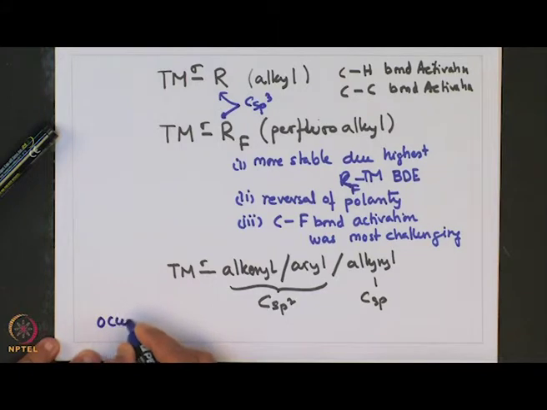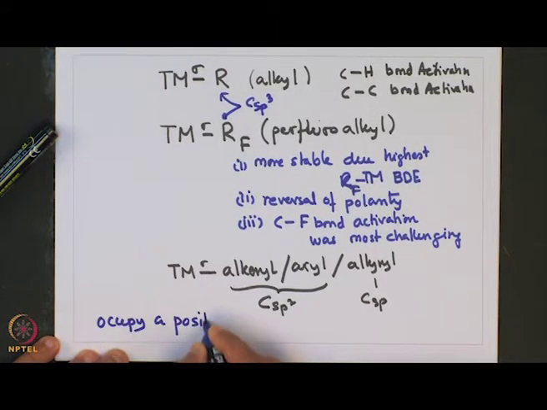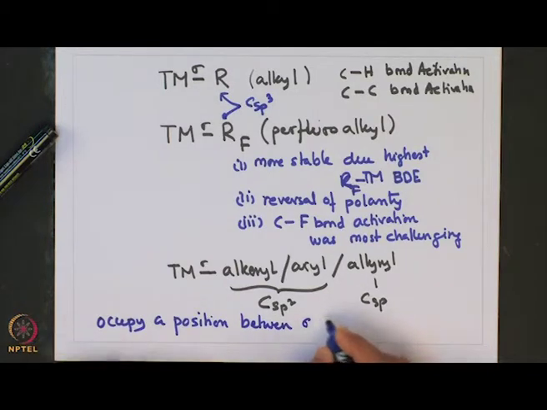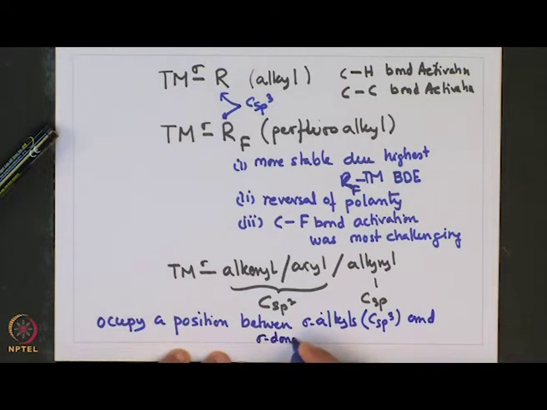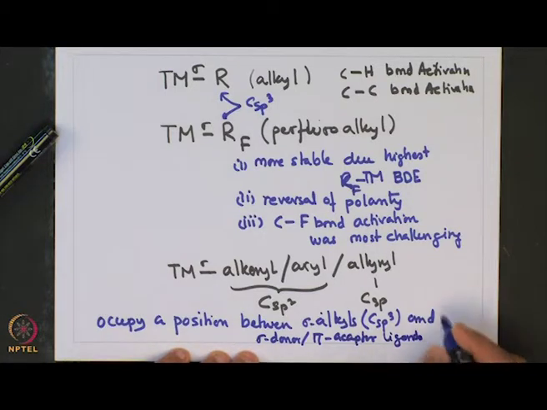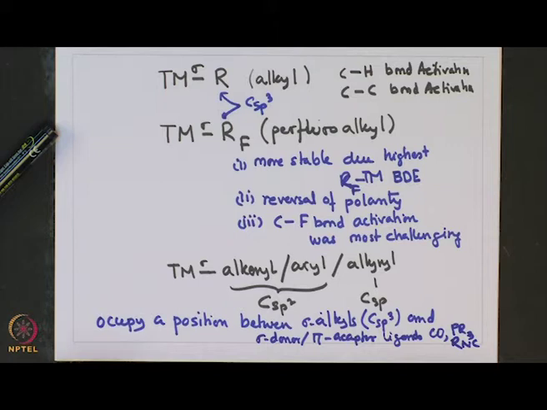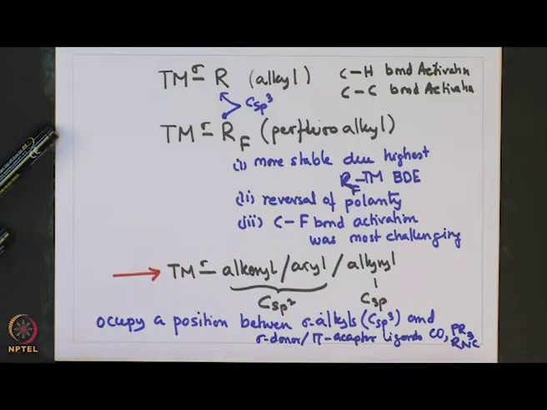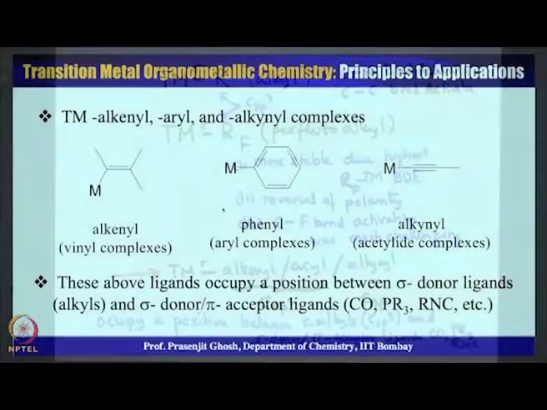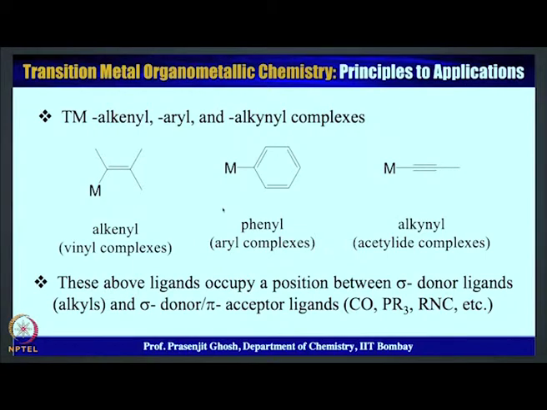So, these ligands, Csp2 and Csp type, these alkenyl or alkynyl ligands, occupy a position between sigma alkyls, that is Csp3 type, and sigma donor pi acceptor ligands like carbon monoxide, PR3, RNC, etc. So, today's lecture will focus along this line, looking into various types of transition metal sigma alkenyl, aryl and alkynyl complexes.